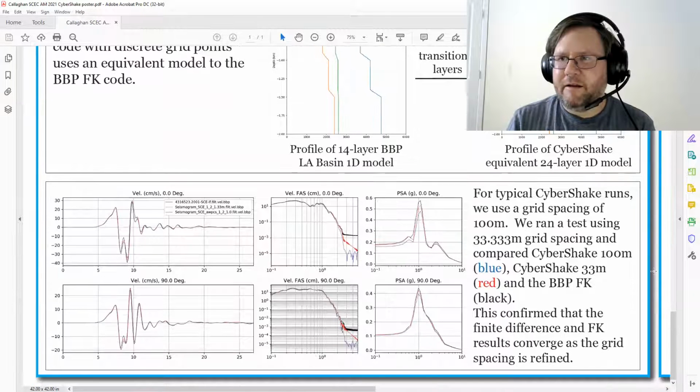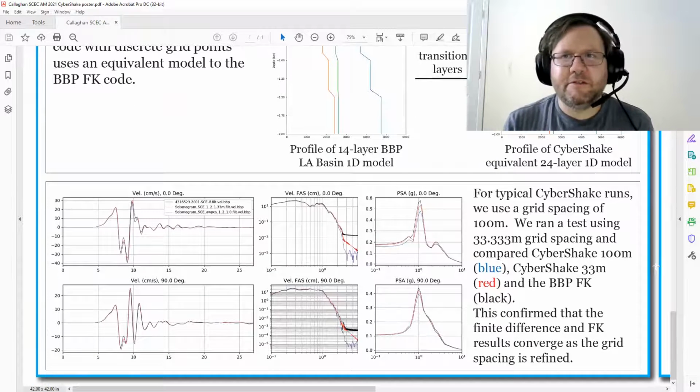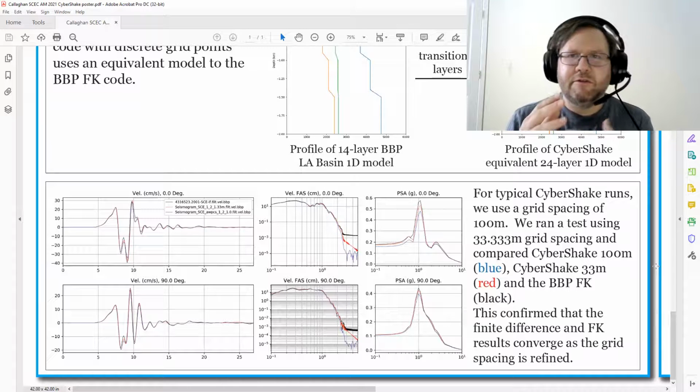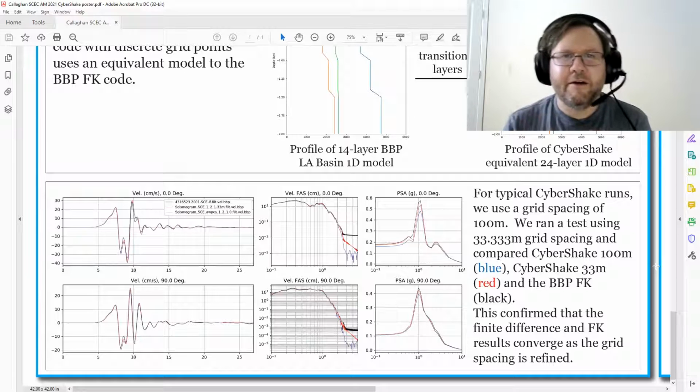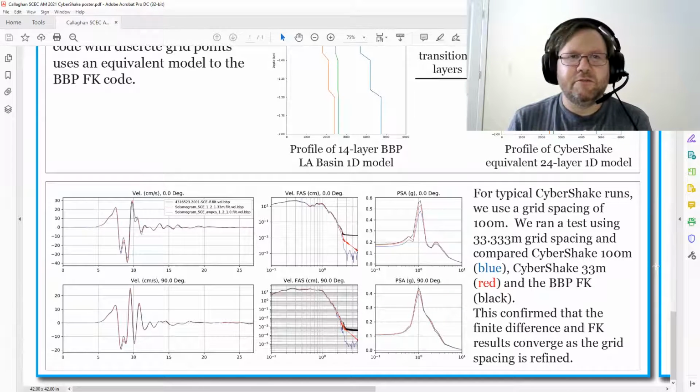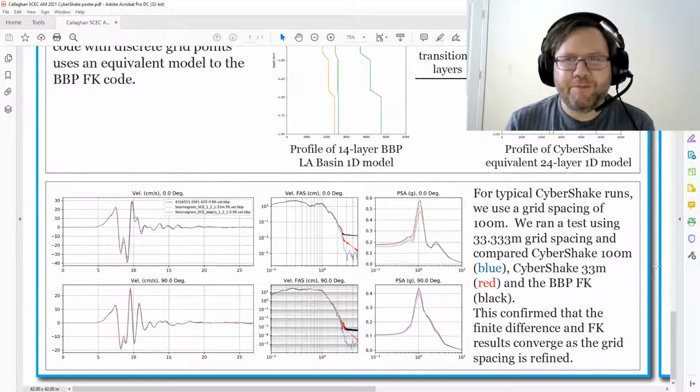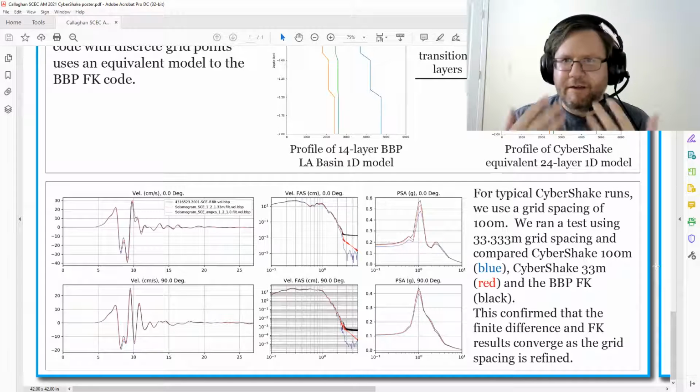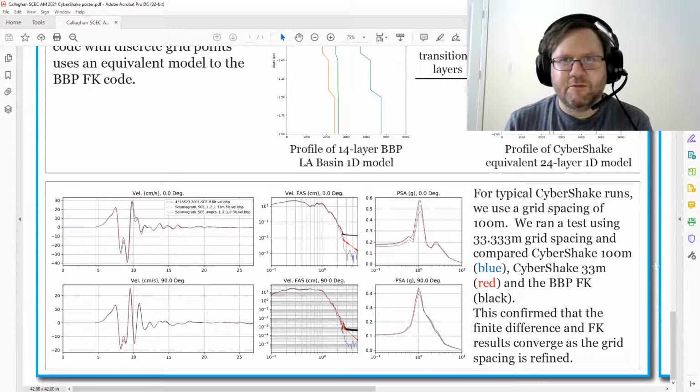We also found that with our typical grid spacing of 100 meters in CyberShake, we start to run into resolution issues when we look at 1 hertz and higher. We discovered, just as a test, that if we go to more refined grid spacing, our results start to converge towards the frequency wave number solution that's used in the Broadband platform. That gave us a lot of confidence that both of these are converging towards the same results, and also encourages us moving forward.